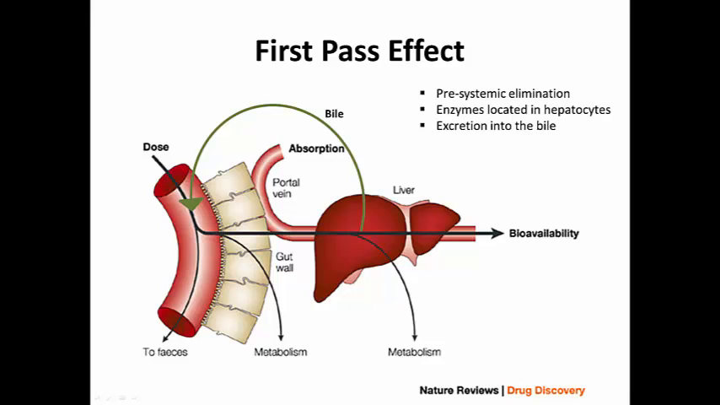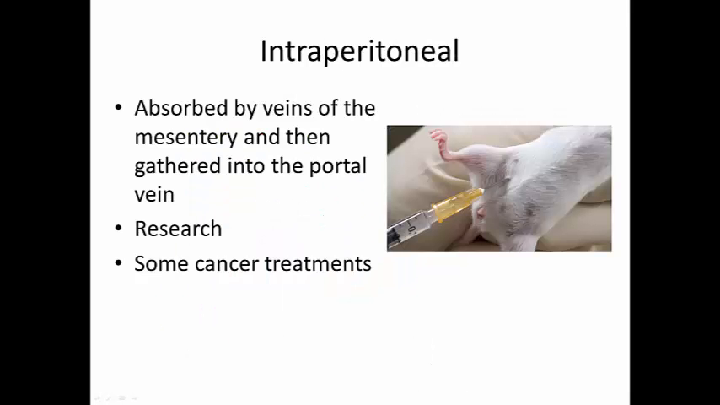The oral route of administration is the most common for human drugs. Because many of you may be interested in pharmacology and toxicology research, we'll discuss one additional route of administration that's very uncommon in humans, but commonly used in research. Intraperitoneal injections into the abdominal cavity are absorbed by veins in the mesentery and then gather in the portal vein, which goes directly to the liver and undergoes first-pass metabolism. This type of administration is commonly used in research animals because it's easier to administer a consistent dose.